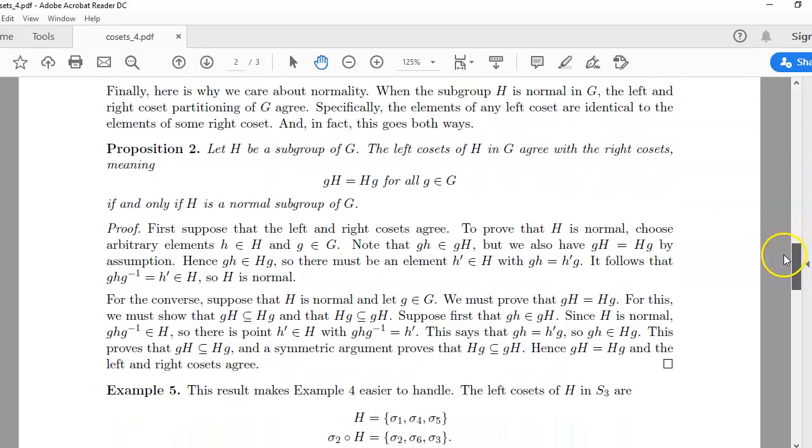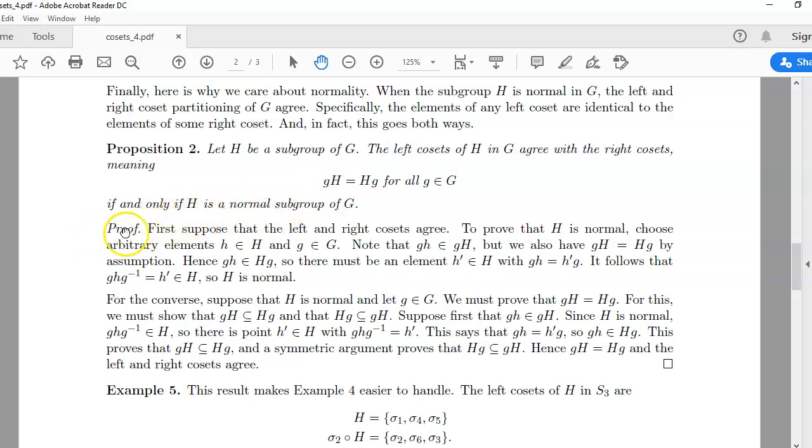Okay? So finally, here's why we care, right? Why do we care about normality? Because when H is normal, the left cosets and the right cosets always agree. Okay? That's pretty strong. Okay? So it turns out that when H is normal, every left coset, gH, is equal to the same right coset with the same tag little g. But what's also amazing is that this is if and only if. So the converse is true. So if every left coset is identical to its corresponding right coset, then H has to be normal. It's actually if and only if.